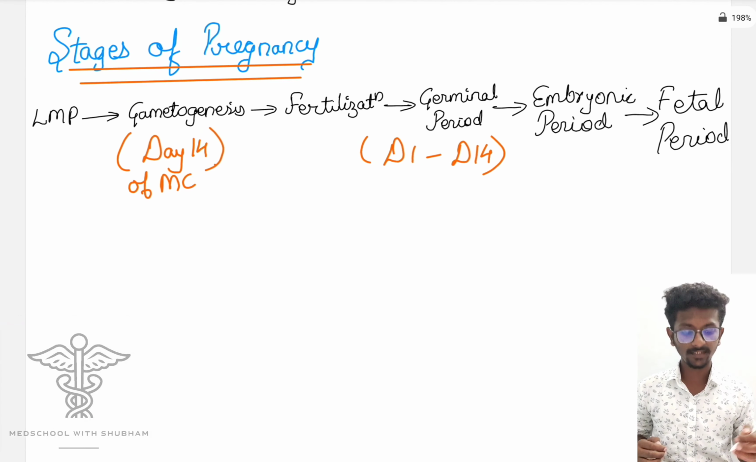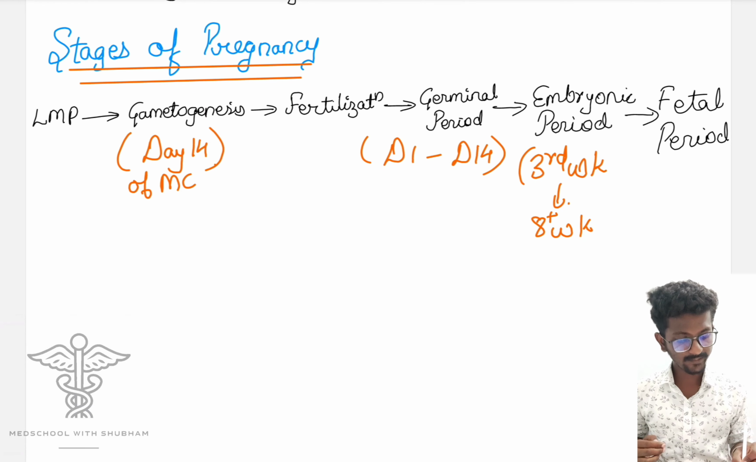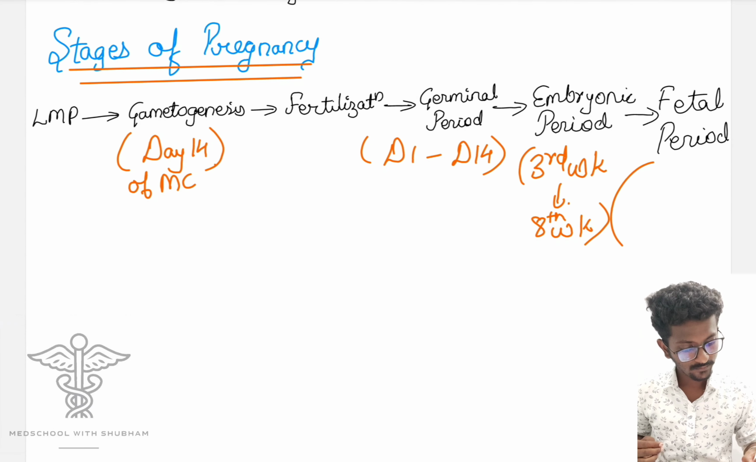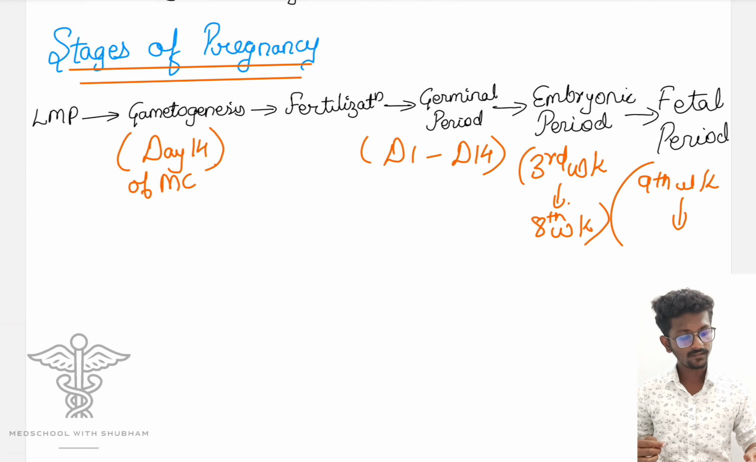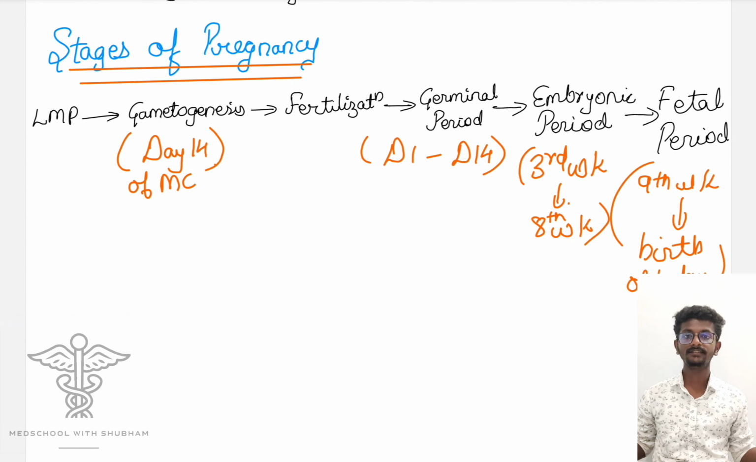Then the embryonic period starts from the 3rd week to the 8th week of pregnancy, and the fetal period starts from the 9th week till the birth of the baby. I hope this is very clear to you.